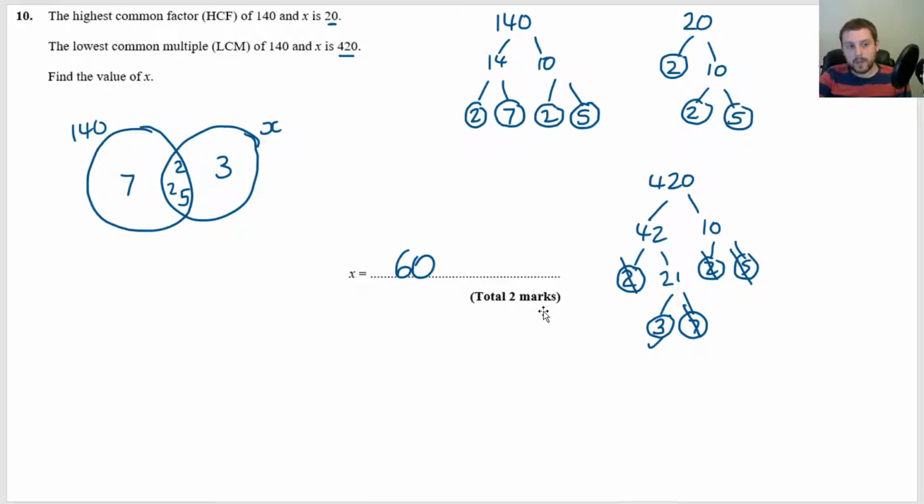I like this method because it ties directly into doing HCF and LCM using a Venn diagram. So it just turns out that x needs to be 60 in order to make that true and that true. Okay, so you've got the 20 in the middle and you've got the 420 all together.